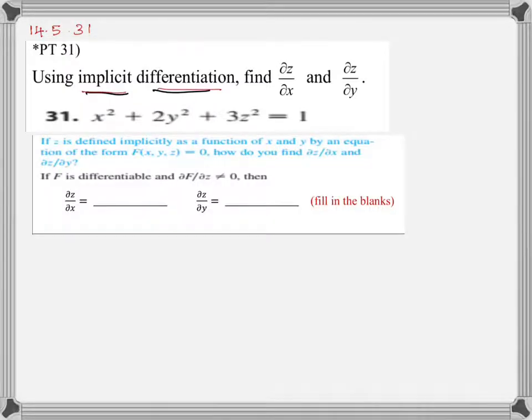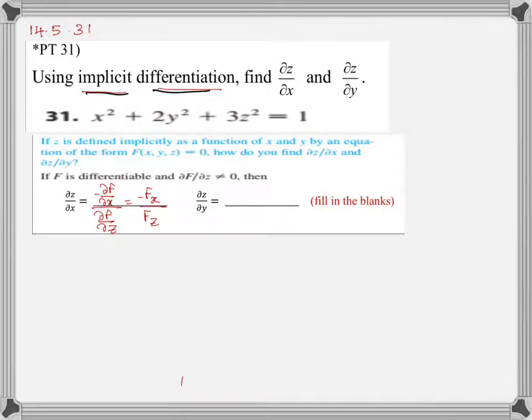If z is defined implicitly as a function of x and y by an equation of the form f of x, y, z equals 0, how do you find the partial derivative of z with respect to x and the partial derivative of z with respect to y? If f is differentiable and the partial derivative of f with respect to z is not equal to 0, then ∂z/∂x equals negative partial derivative of f with respect to x over partial derivative of f with respect to z, which can be written as negative f sub x over f sub z.